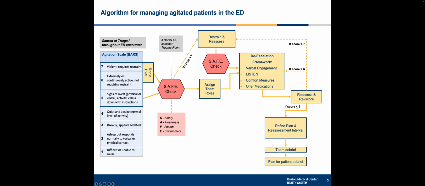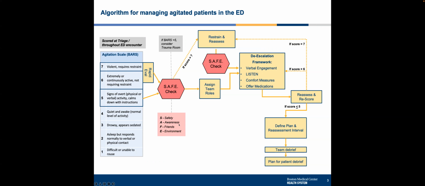Remember that this is all going to start with universal assessment of agitation. That's our BARS scale. 4 is normal, that's our quiet cooperative patient. 5 is mild agitation, 6 is moderate agitation, and 7 is severe agitation. That's your violent patient potentially requiring physical restraints. We're asking everybody to think about a safe check. Think about your own personal safety and the safety of your patient.